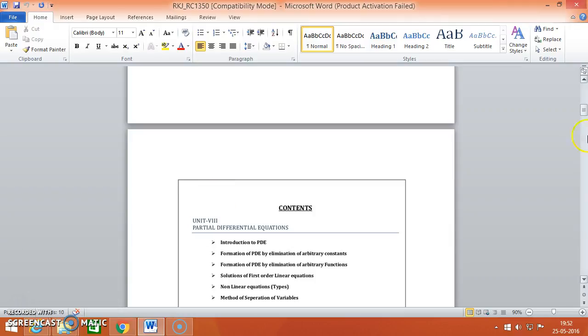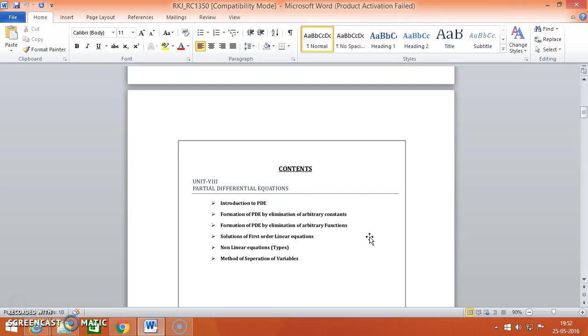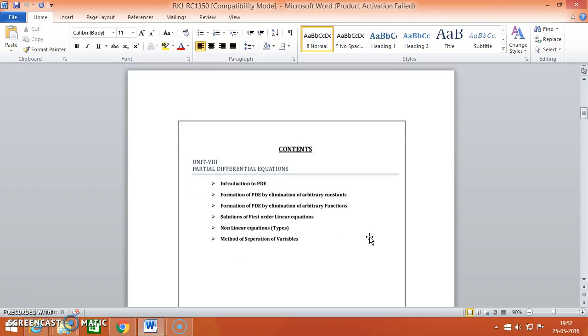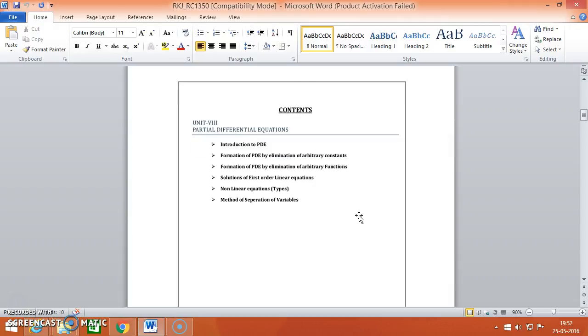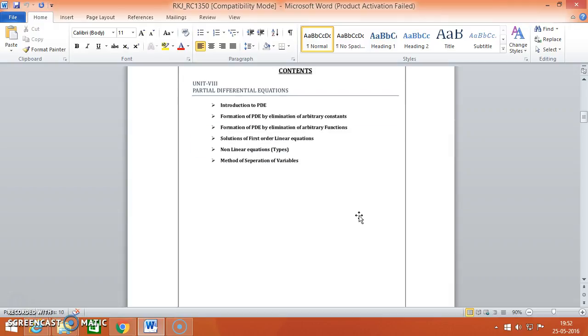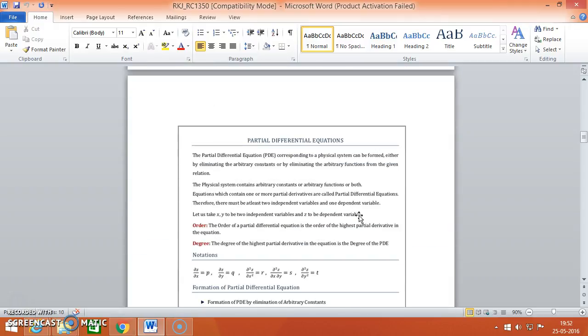So contents of this lesson are introduction to PDE, formation of PDE by elimination of arbitrary constants, formation of PDE by elimination of arbitrary functions, solution of first order linear equations, non-linear equations, and last method of separation of variables. So first we classify partial differential equation.